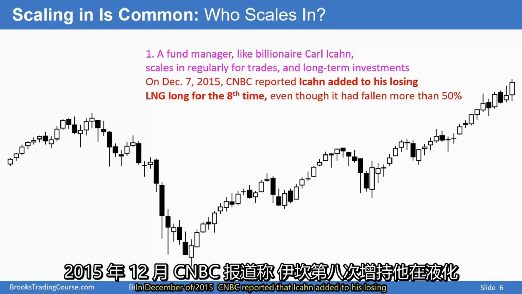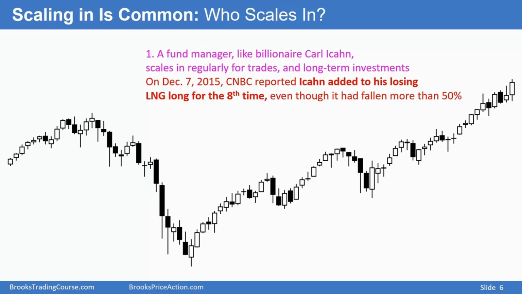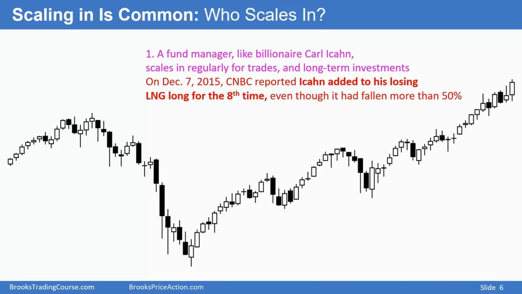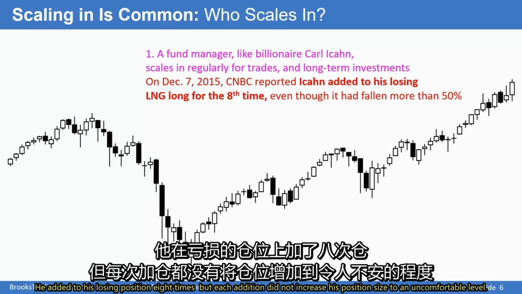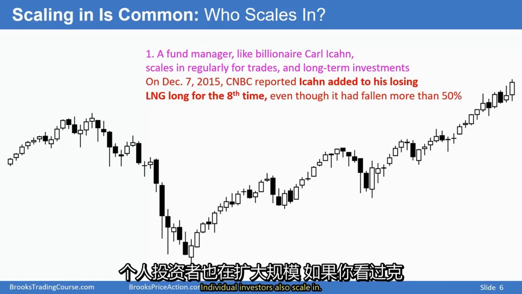Here's an example with Carl Icahn. In December of 2015, CNBC reported that Icahn added to his losing position in LNG for the 8th time, even though it had fallen more than 50%. It kept falling and falling and falling, but he believed it was undervalued and that it would reverse up. He added to his losing position 8 times, but each addition did not increase his position size to an uncomfortable level. He was able to remain objective.